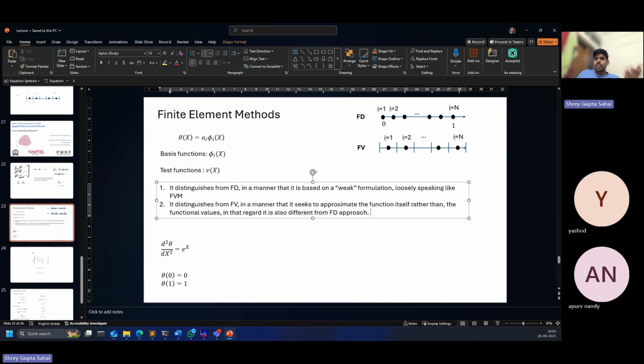There are two guys, you two there in the audience. Can you at least appreciate the second point? Well, not now, but at least can you appreciate that finite difference and finite volume both were trying to approximate the functional values at discrete points. They were not trying to find the functions itself. Do you agree at least with that, sir?